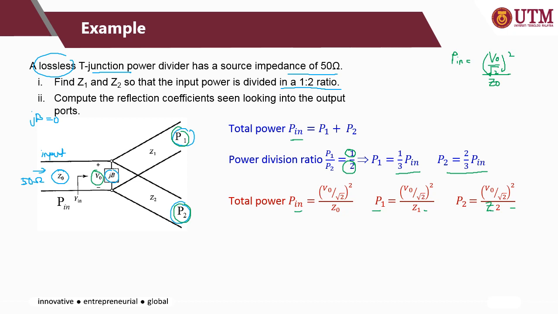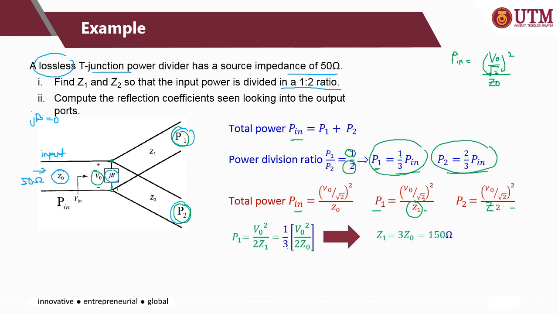Once you have the equations for P in, P1 and P2, you know the relation between P1 and P2 to P in, so then you can compare them. P1 is equal to V naught over 2 squared. This is V RMS for port 1, the supply voltage to port 1. So V naught over 2 squared over its impedance Z1 is equal to 1/3 for P1. Port 1 receives 1/3 of P in. So P in is equal to V naught over 2 squared over Z0. Therefore, you can cancel out V naught, and you get Z1 equal to 3Z0, in which Z0 is equal to 50.